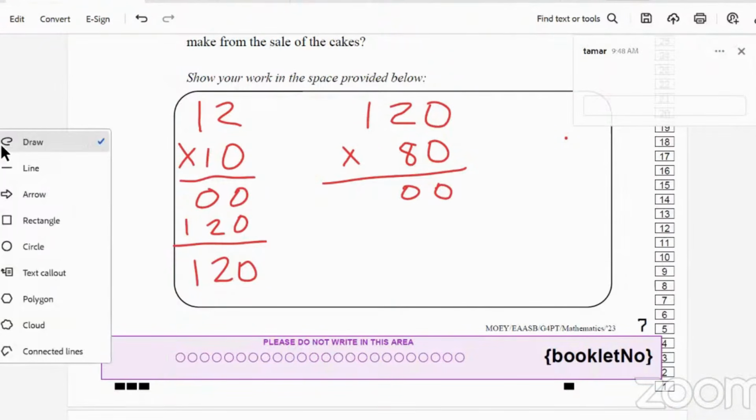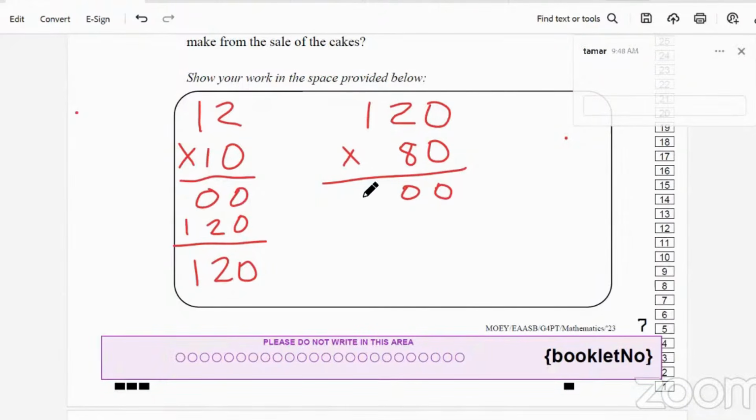0 times 0, 0 times 1, that's 0. All right, then put our placeholder. Then 0 times 0, 8 times 0, that's 0. 8 times 2, that's 16. The 6 here, 1 over here. 8 times 1 is 8, plus 1 more, that's 9.